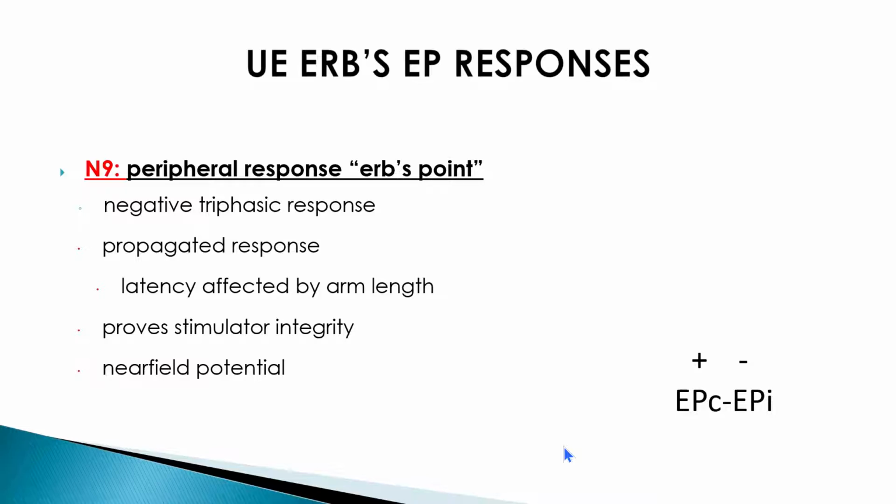This peripheral response proves the integrity of our stimulators, of our machines. So I believe this is one of the most important ones to get, to be honest with you, because it proves that my machine is working accurately. It's also a near field potential. Why? We place the electrode over the brachial plexus. That's exactly what's generating the response, the brachial plexus. So it's a near field response.